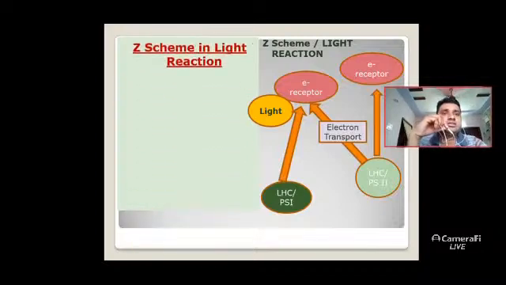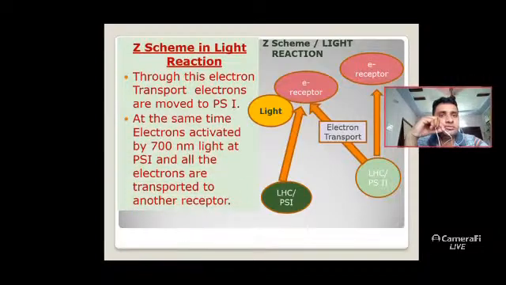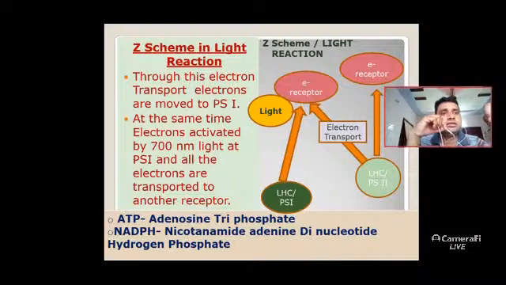The Z-scheme in the light reaction is very important, because the transport of electrons follows the way of the Z-scheme. This is called the Z-scheme in the light reaction. I have some points to explain here. From photosystem 2, electrons jump into photosystem 1, and from photosystem 1 the electrons are released outside, where they are received by some electron receptors.